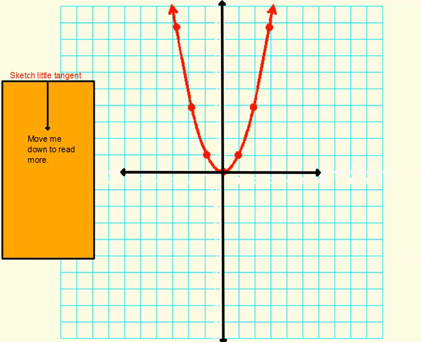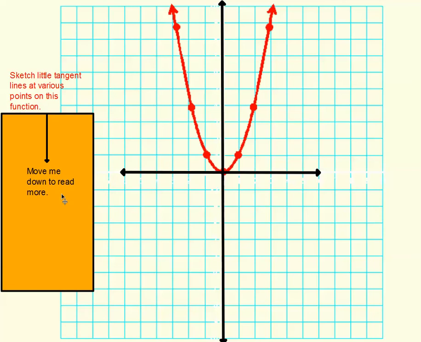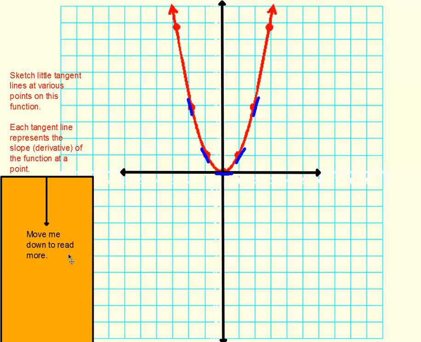So this picture is not in your notes. I'd like you to just take a moment to watch and to listen and let it soak in. Here's a graph. I am going to sketch little tangent lines at various points on this function. For example, I'm going to look at the point 0, 0, and the slope here is horizontal. Here's a little point. There's the slope, there's a tangent line. Here's a tangent line. Here's a tangent line.